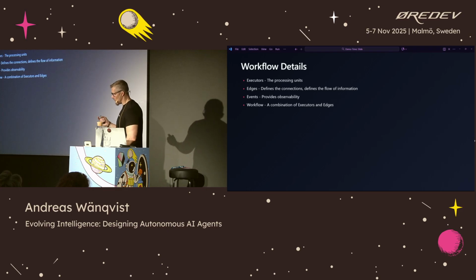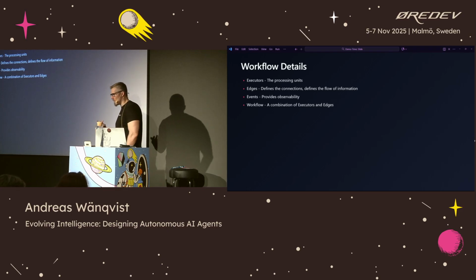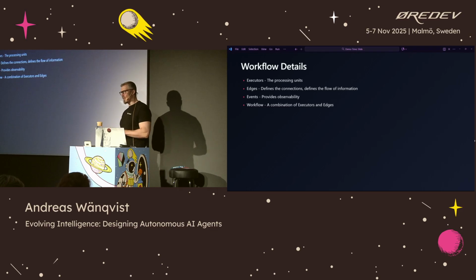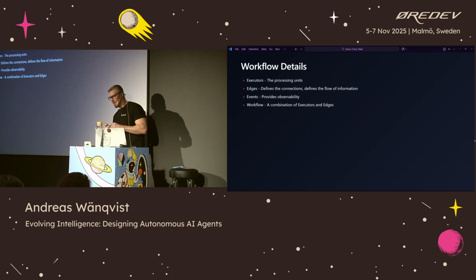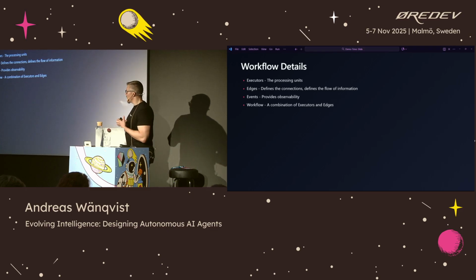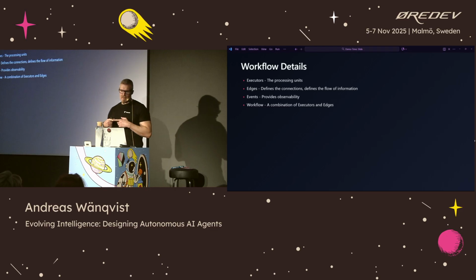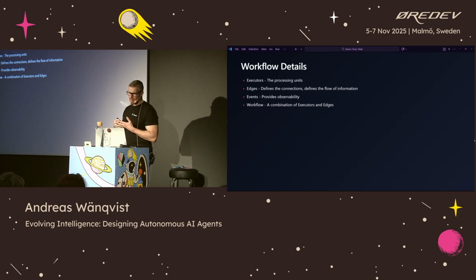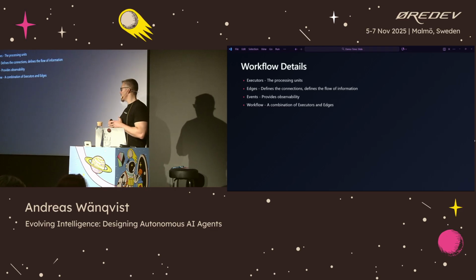Its workflow is executors and edges. Executors are the processing units, edges combine them, and also send events, but those are mostly used for observability. And then you combine executors and edges into a graph of some kind.